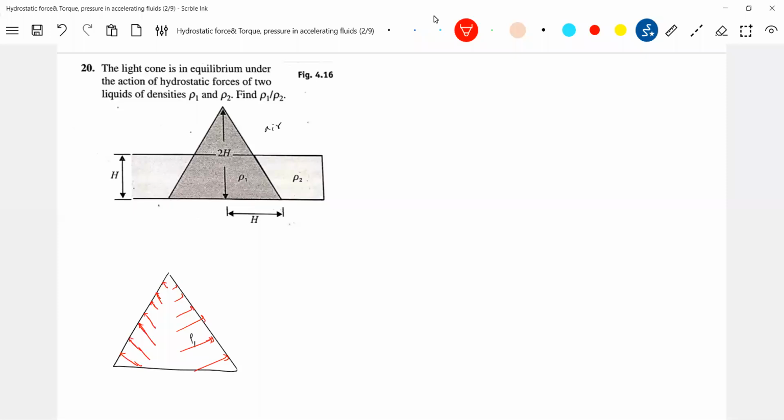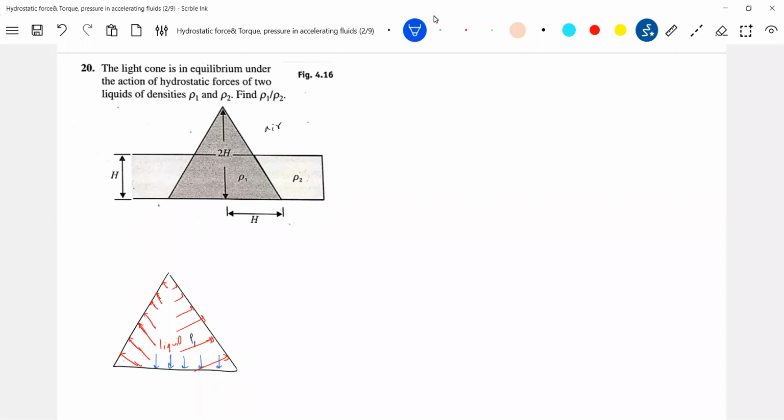Now why the arrows here? There's the force exerted by the liquid on the cone. And it will also exert force here. I think I have placed it like this. I'll show it here. Look at the length of arrows.